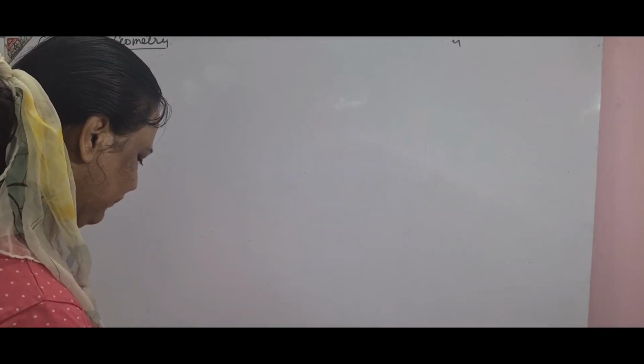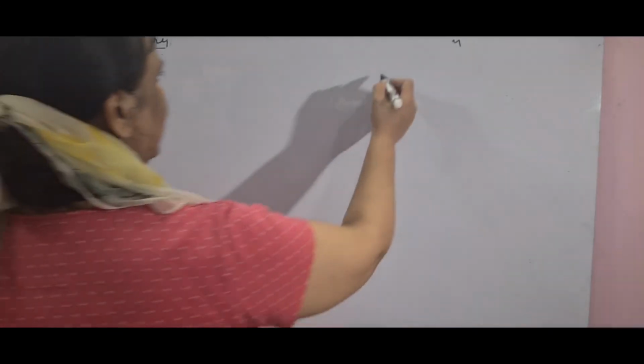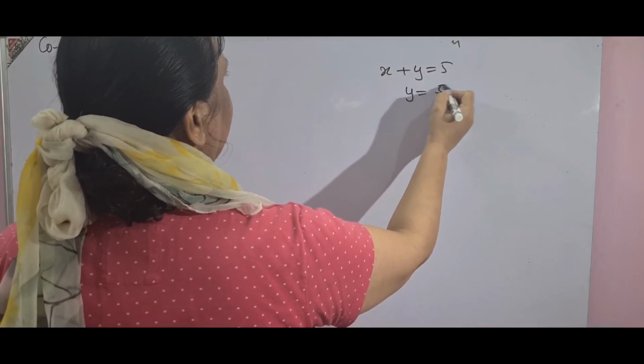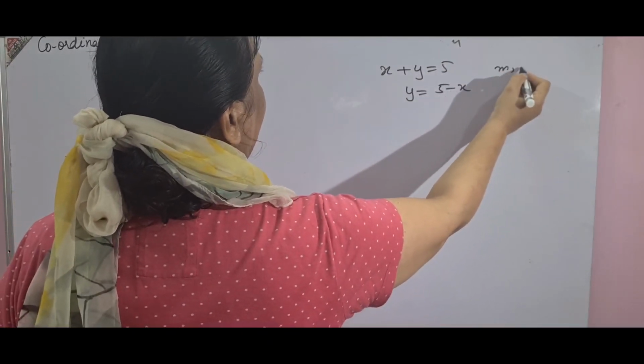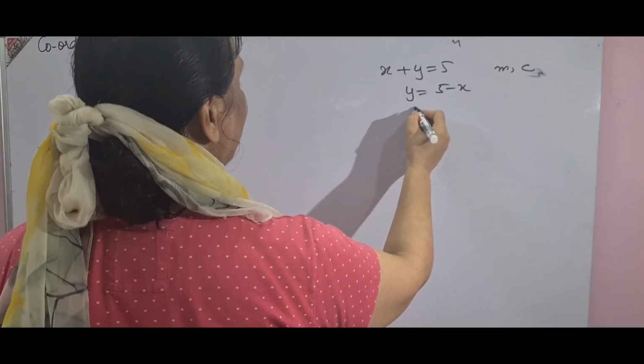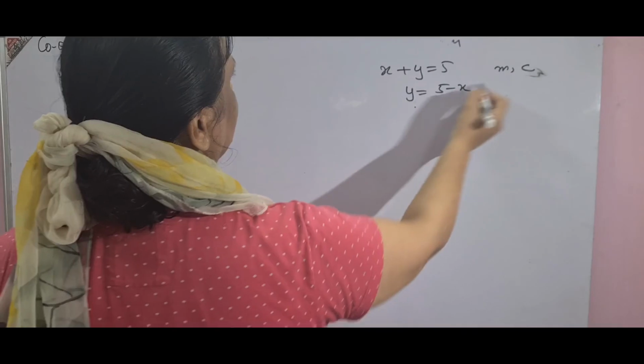Very simple. For example, I am doing the last sum. X plus y is equal to 5. So I have to find slope and y-intercept. Y-intercept means c. So I'll plot the point. Now I'll make the graph, then I'll find both these, slope as well as intercept.